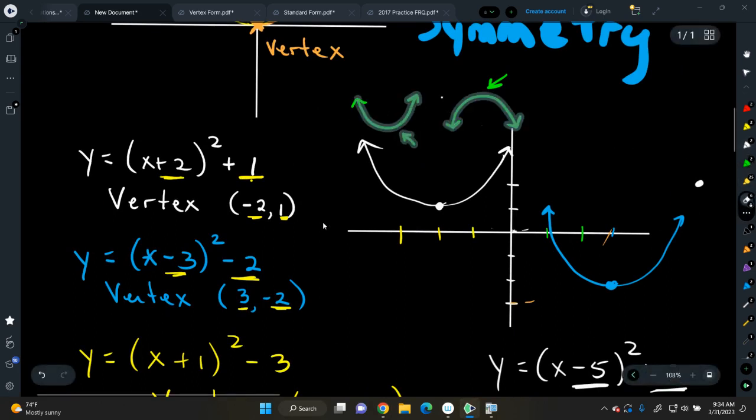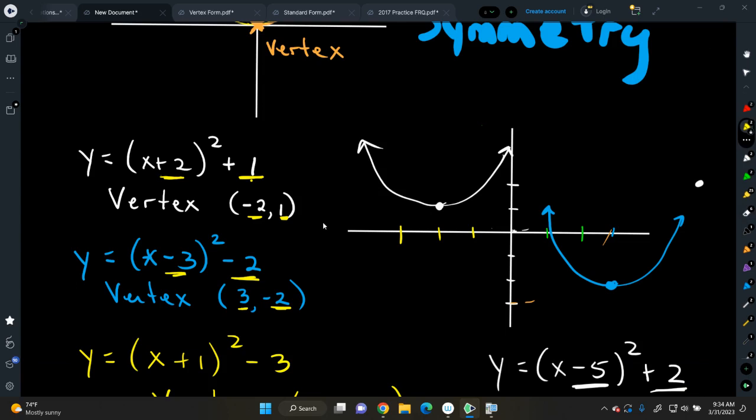Okay, the white one. Look at this parabola right here. Where would my axis of symmetry be on this white parabola? Yeah, the axis of symmetry is going to be right here. This is my axis of symmetry.